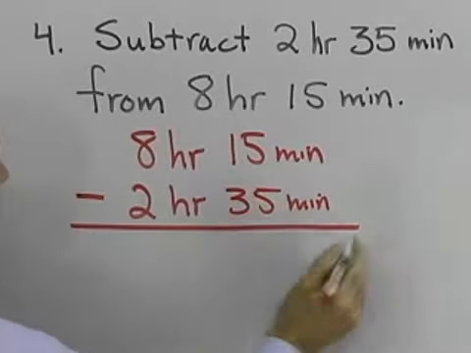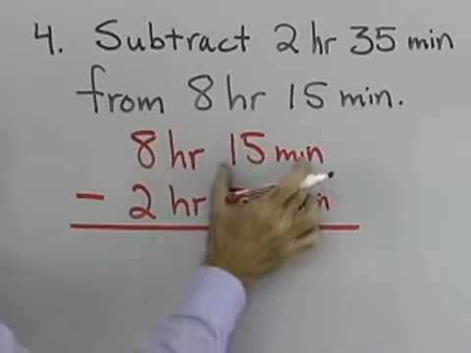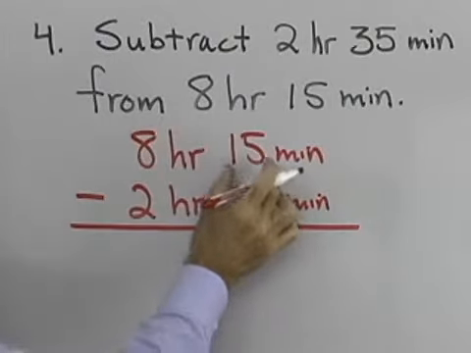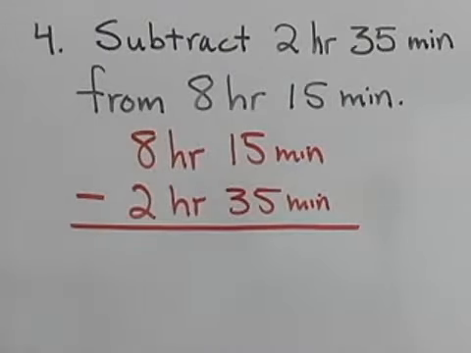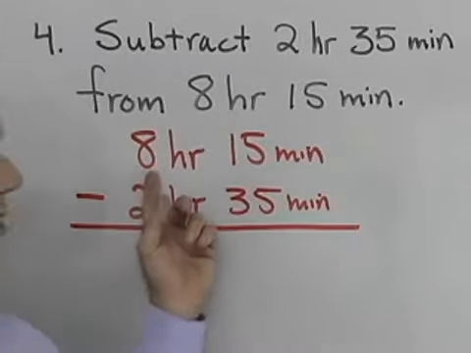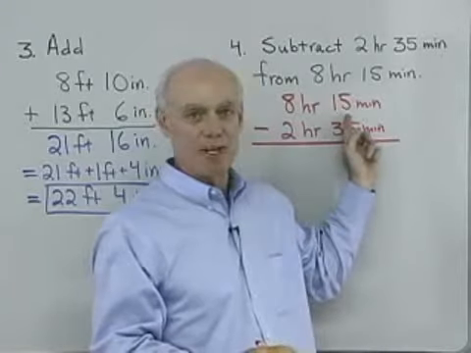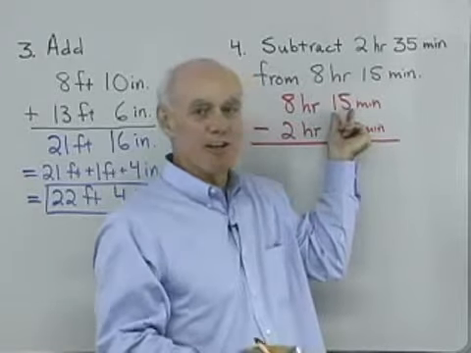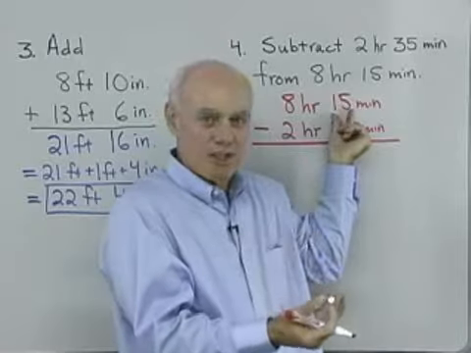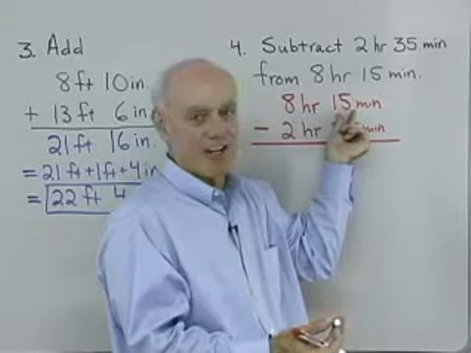Okay. So I go into this column to try to subtract minutes. I have 35 minutes. I want to subtract that from 15 minutes. I don't have enough minutes to do that. So what I'm going to do is borrow 1 hour over here, and that 1 hour is going to be 60 minutes. Let me borrow an hour, which is 60 more minutes, and I'll add that on to this.